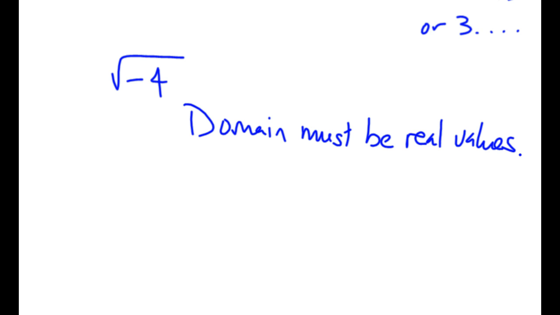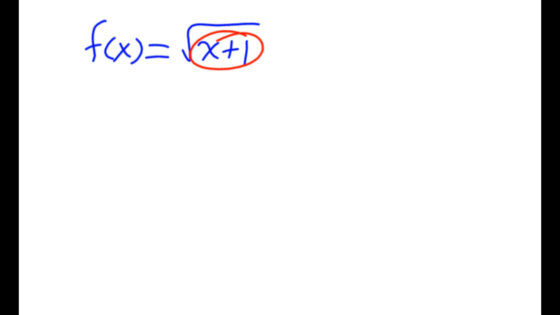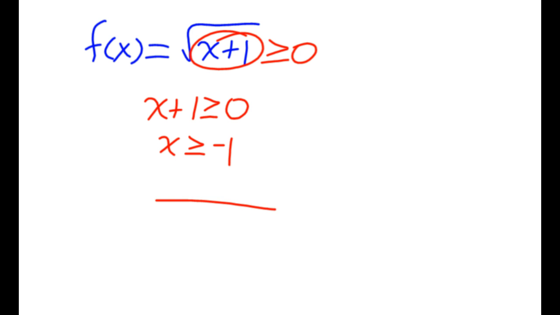Well, in that case, what happens if I have an x inside of a radical? Well, it depends on what kind of radical. Take a look at this. If I have f of x equals, say, the square root of x plus 1, well, let's see here. I know that the radicand, this whole thing, must be greater than or equal to 0. So if I solve this, I would say x plus 1 has to be greater than or equal to 0, so x has to be greater than or equal to negative 1. I know that my domain has to be any number starting at negative 1, including negative 1, and numbers greater than that.